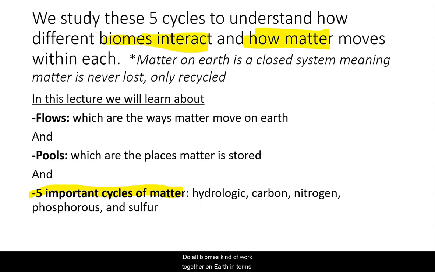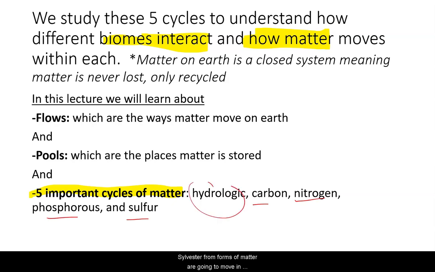So we've learned a little bit about biomes already, and now we want to know how all biomes kind of work together on Earth in terms of providing us with clean air, water, and our plants can grow happily in all of them. So we're going to focus a lot on matter, which you see down here. Matter would be like carbon, nitrogen, phosphorus, sulfur, and water.